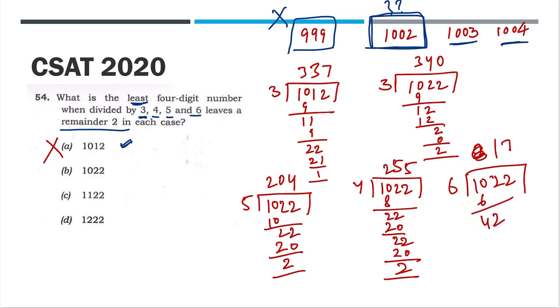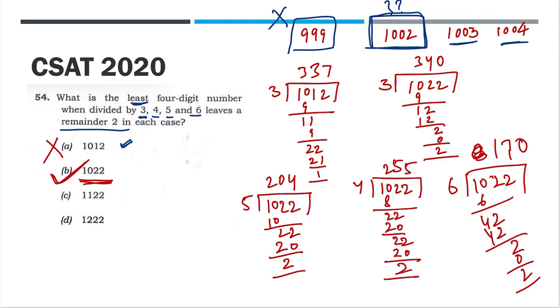42. 6 7 is 42. 2 0 2. This means we are left with a remainder of 2. Do simple division and you will see you are getting 2 with all of 3, 4, 5, 6, right? So this is the answer.